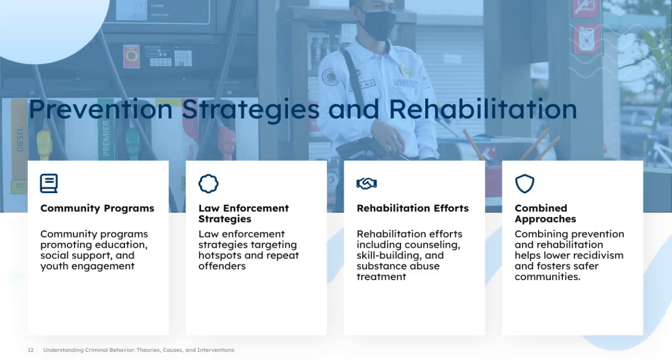When we talk about prevention strategies and rehabilitation, there are several important components to consider. First, community programs play a vital role by promoting education, providing social support, and actively engaging youth. These initiatives help create positive environments and steer individuals away from negative influences. Next, law enforcement strategies focus on targeting specific hotspots and repeat offenders to reduce crime rates more effectively.